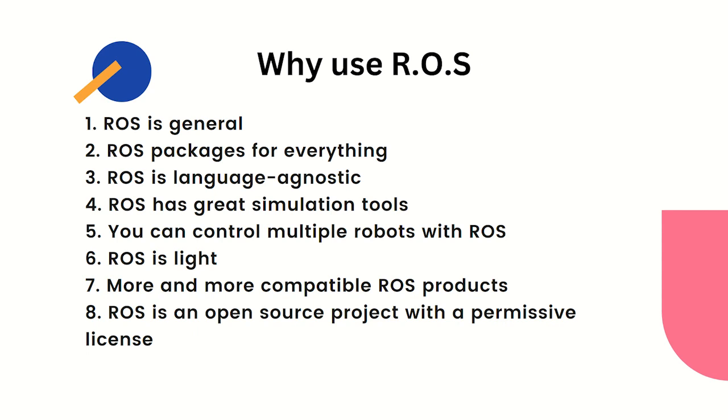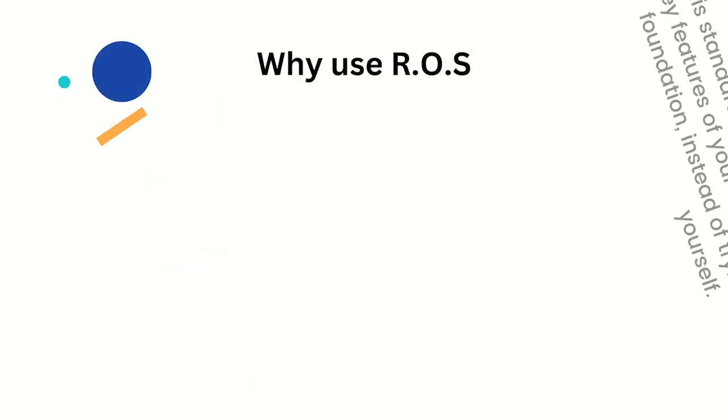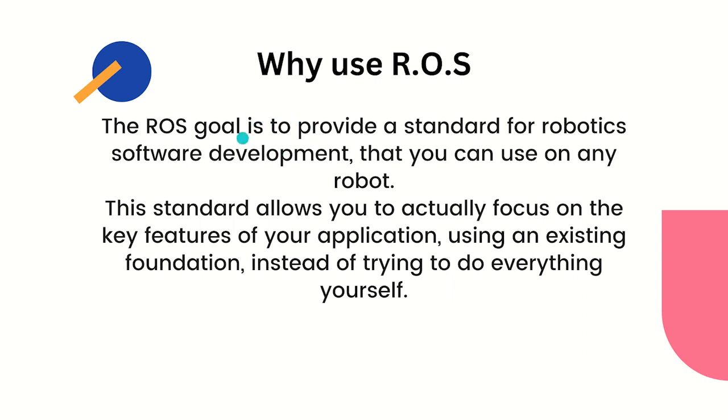This is one of the greatest strengths of ROS as it's open source. Most of the code packages are released under a BSD license. A BSD license allows you to modify and use the code for commercial purposes without having to release your code with an open source license. Now, the goal of ROS is to provide a standard for robotic software development that you can use on any robot. This standard allows you to actually focus on the key feature of your application using an existing foundation instead of trying to build everything from scratch by yourself.